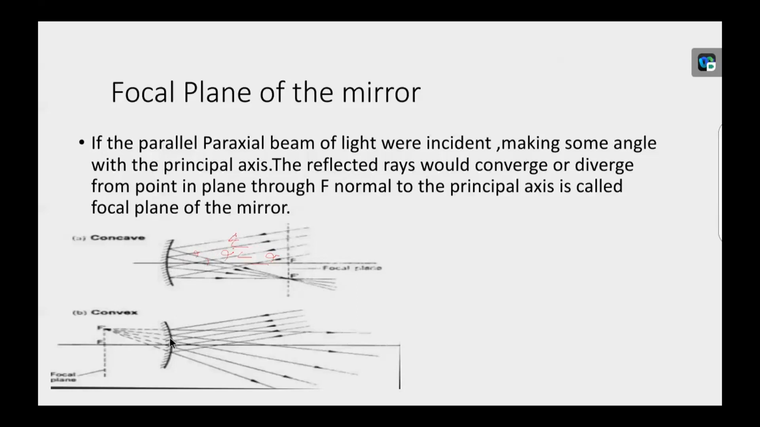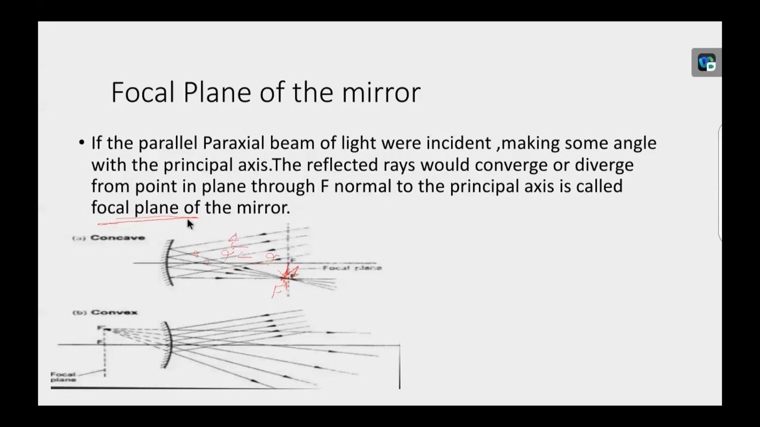after reflection, they are not converging at the focus. In the previous case we got the focus, but here they are converging at a point other than the focus. Name this point where it is converging as F dash. From F dash to the principal axis, we have to draw a perpendicular line. This imaginary perpendicular line, we call it the focal plane of the mirror.